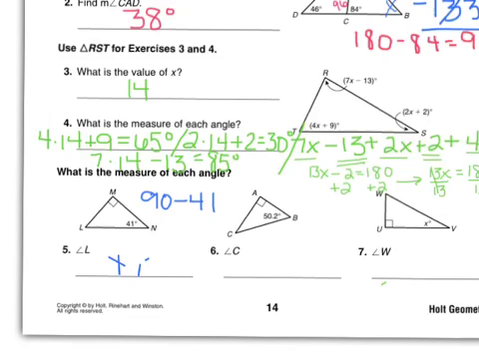All right, number 6. What do I do for number 6? The same thing. 90 minus 50.2. 39.8. Yes. Obviously, yes.